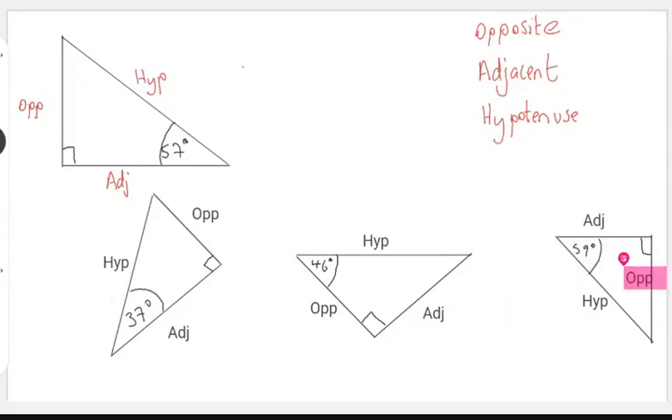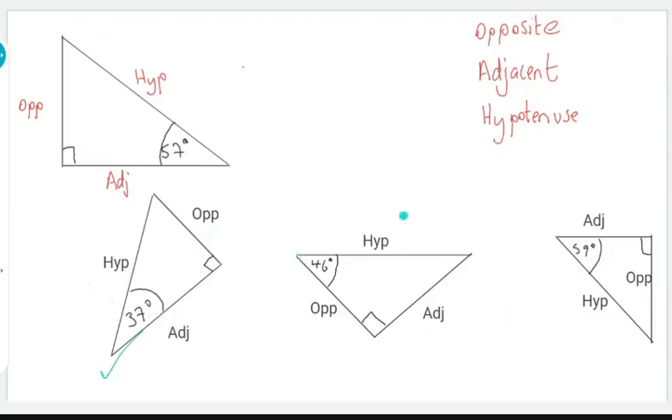Awesome. Okay, so let's have a look at what we've done here. So with the first one, you've got the hypotenuse here. Great, it's opposite the right angle. Then this here is opposite the angle. That's good. And then adjacent is in between the angle and the right angle. So this one is nice.